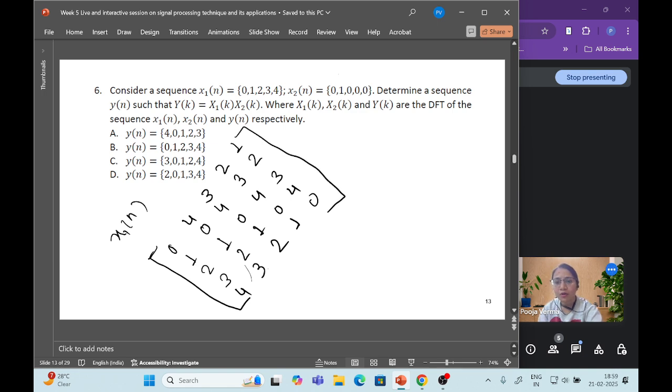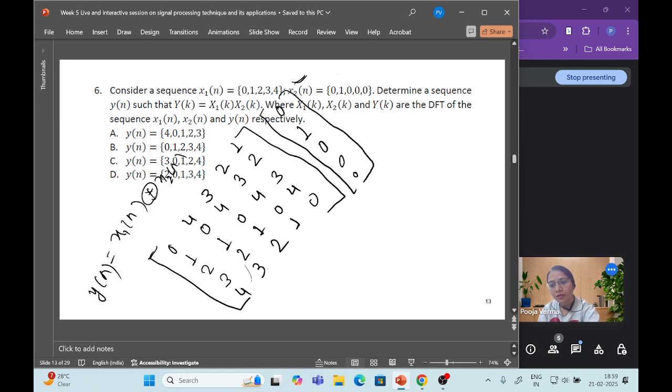Now what we need to do? We need to take the other sequence, so just 0, 1, 0, 0, 0. Now just calculate x2(n). It is the simplest way to calculate. Multiply the row with the column and add. So 0 into 0, 0, plus 4 into 1, 4. Then 3 into 0, 0. 2 into 0, 0. 1 into 0, 0.